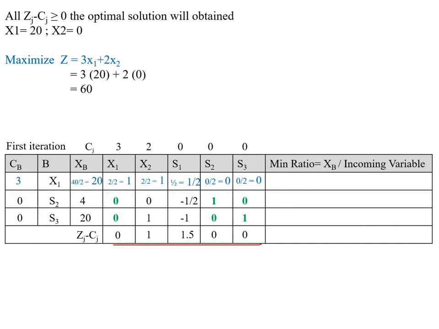Here x1 and x2 are the decision variables given in the objective function. So we observe the xb values for the decision variables. Here we have only one decision variable in the basic variables column, and that value is 20. So x1 value is 20 and x2 value is 0. Then we substitute these x1 and x2 values in the given objective function. Then we get the maximum z value as 60. Thank you.